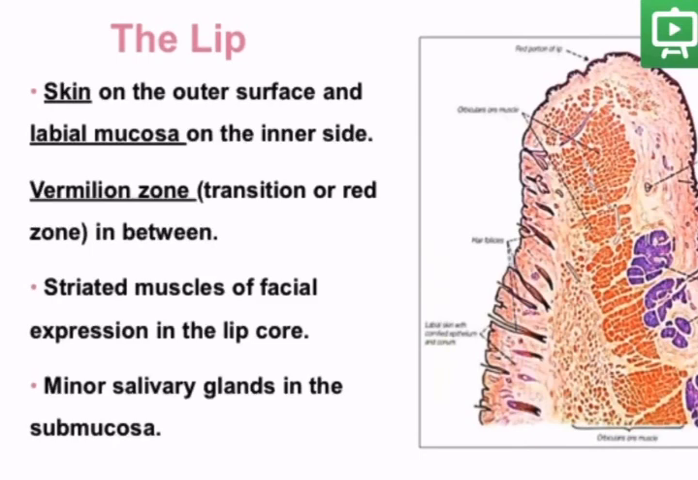In this lecture, we will start with the lip. The lip has three sides: the skin side on the outer surface, the vermilion zone or the vermilion border, which is also called the transition or the red zone, and on the inner side is the labial or the oral mucosa.